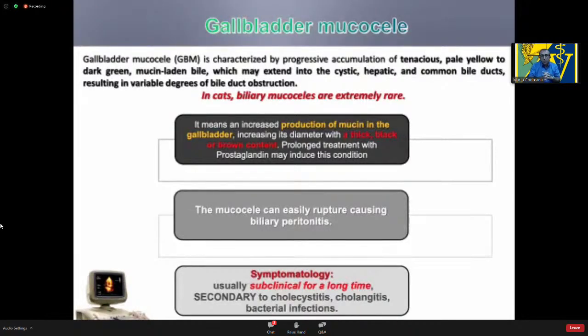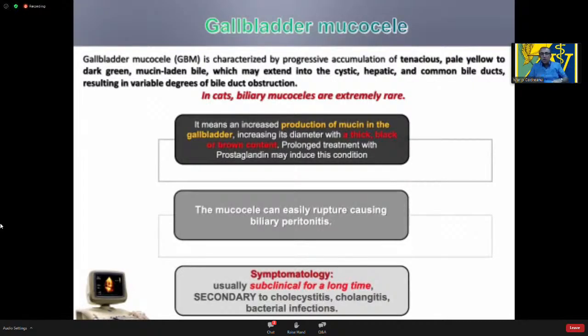It is very important: in my 20 years of activity in veterinary medicine and more than 20 years of ultrasound examination in dogs and cats, biliary mucoceles are very, very rare. In my whole activity, I saw no more than 3 or maybe 4 cases of gallbladder mucocele in cats. In most cases, this gallbladder mucocele can be described and registered in dogs.